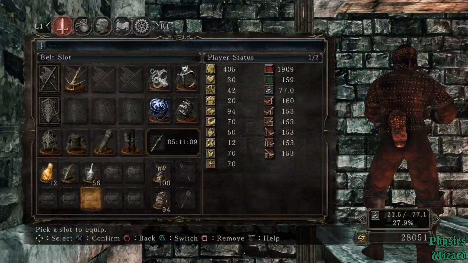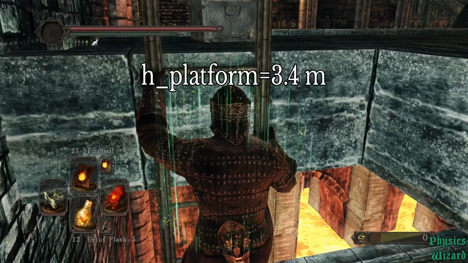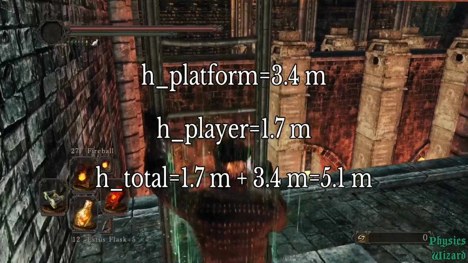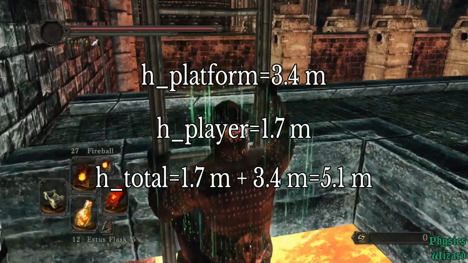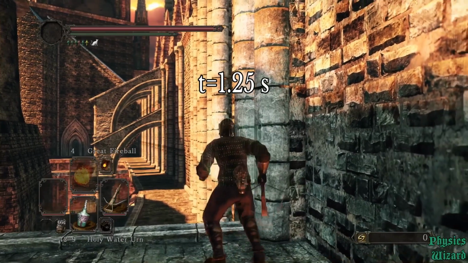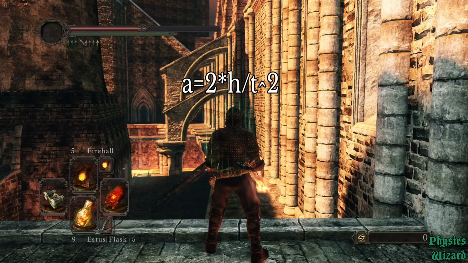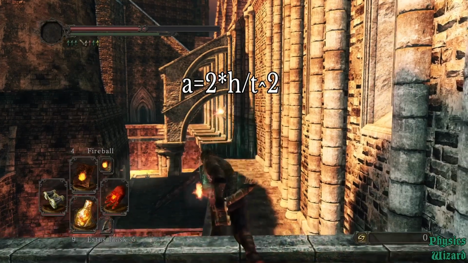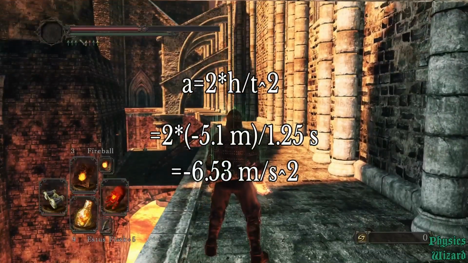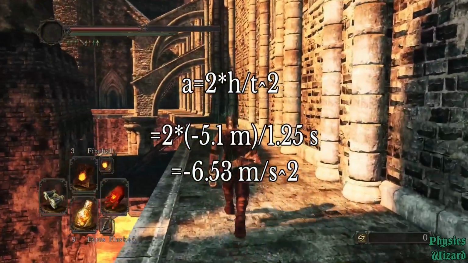Since we have a ladder from the lower to the upper platform, we can find the distance between them to be 3.4 meters. Also, objects tend to be thrown from about player height, which adds another 1.7 meters. Then, throwing a holy water urn takes 1.25 seconds for it to hit the lower platform. Using the simplified equation, a equals 2h divided by t squared, to find the acceleration, we see it's negative 6.53 meters per second squared. Well, that explains the fall time discrepancy. It accelerated at less than half the rate the player did.